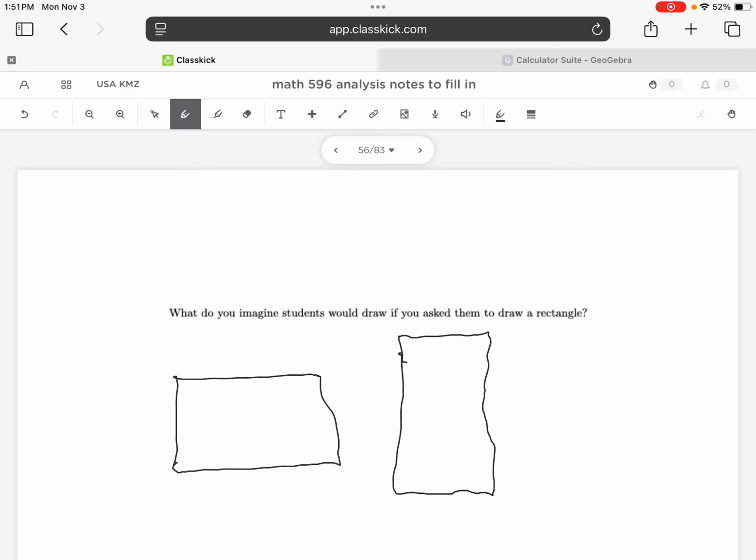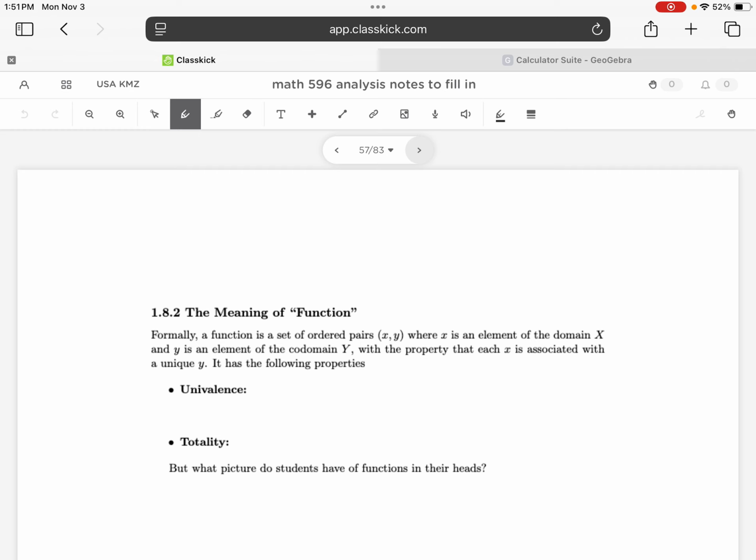So the teaching implication here is that teachers should probe for these assumptions rather than just checking for surface level correctness. Let's look at another example, how students understand the meaning of a function. So formally, a function is just a set of ordered pairs of the form little x, little y, where little x is an element of some domain set, which we often call big X, and little y is an element of some codomain set, which we often call Y. And it has the property that each x is associated with a unique y. In particular, it has the 2 properties of univalence, which means no x is associated with more than one y.